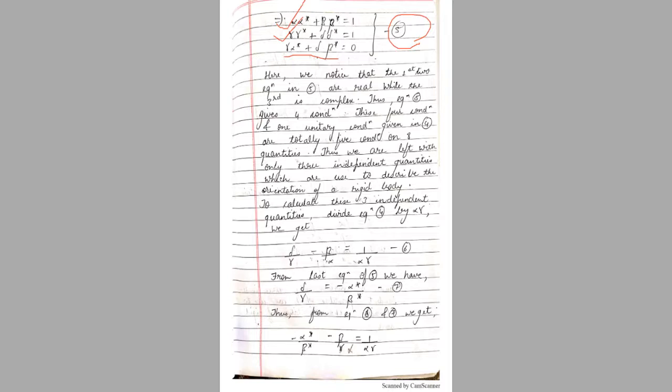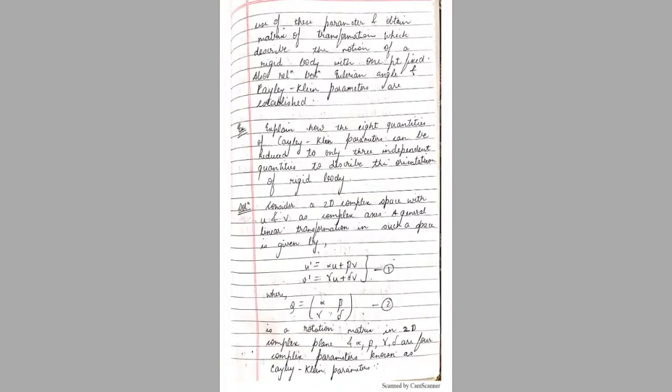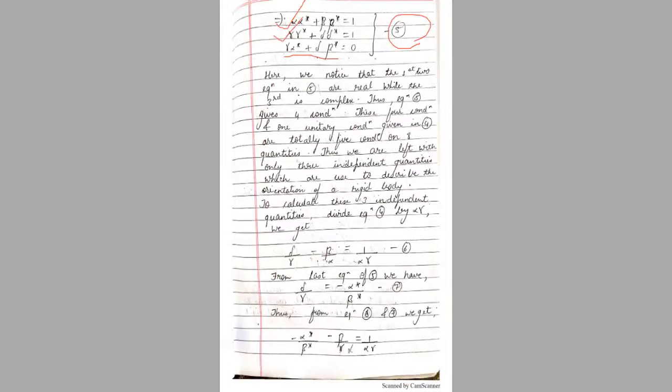Now, in total, we had eight unknown quantities, but now we have five constraints. So, 8 minus 5 is nothing but 3. Basically, we are left with only three independent quantities which are used to describe the orientation of a rigid body. So, half of the question we have already solved. What was the question? Explain how the eight quantities of Cayley-Klein parameters can be reduced to only three independent quantities, right? But now we have to find out a few things further.